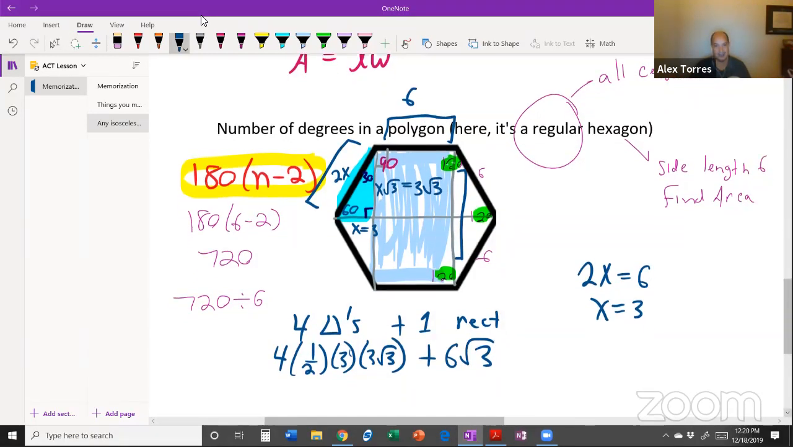So you can see how with a nice basic formula-based question, we're in some hot water with a lot of stuff going on here. So just simplifying a little, we've got 4 divided by 2 is 2, times 3 is 6, times 3 is 18. So 18 root 3 plus 6 root 3. And the area of this hexagon would be 24 root 3. You know how to do that problem.